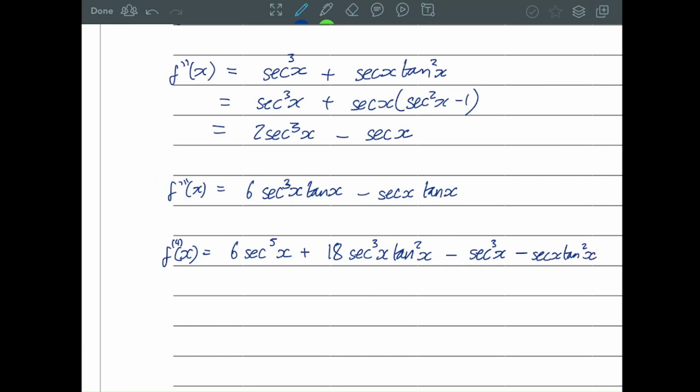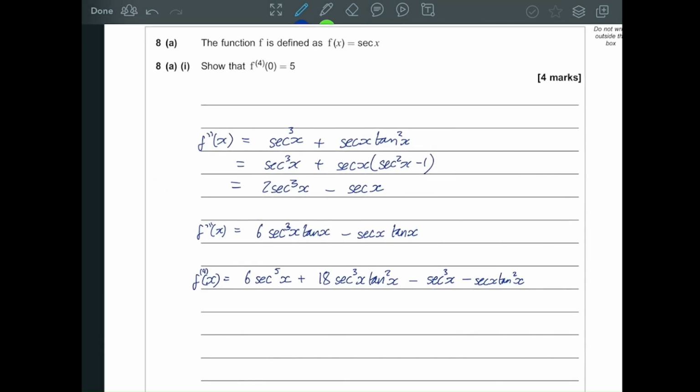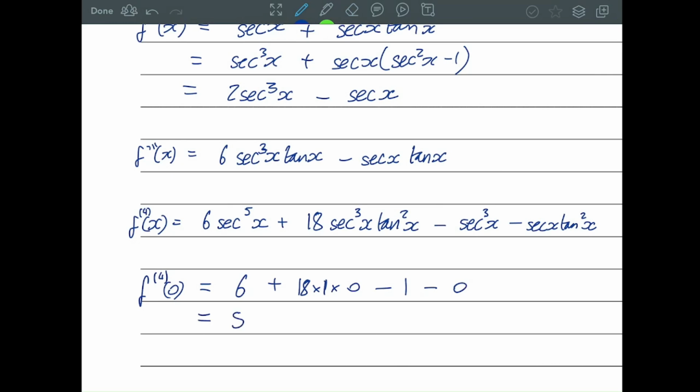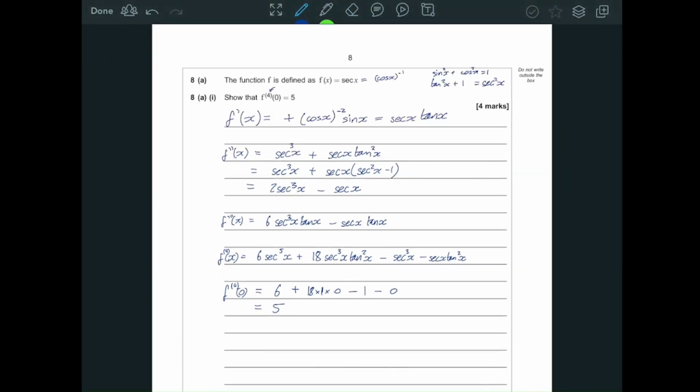Now again, I could be tempted to try and simplify this as much as possible, but if you recall what the question wanted, it wanted this evaluated at 0. So I'm just going to sub 0 in and hope a lot of things just destroy themselves. So sec itself is 1 over cos. So 1 over cos of 0 is just 1. That's going to be 6 plus, or tan of 0, this is 18 times 1 times 0. So that term disappears. Minus, well, another 1 to a power. Minus 0. 6 minus 1 is 5, which is what the question wanted.